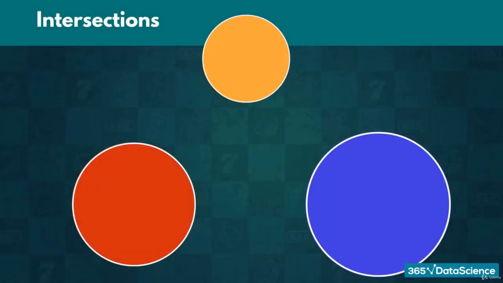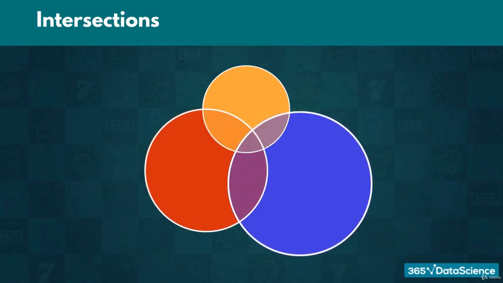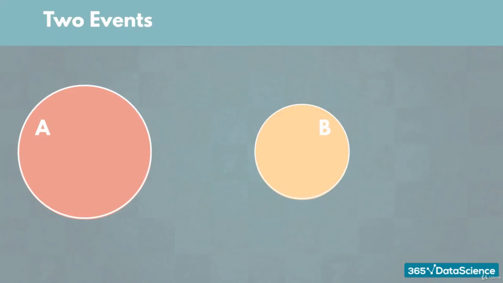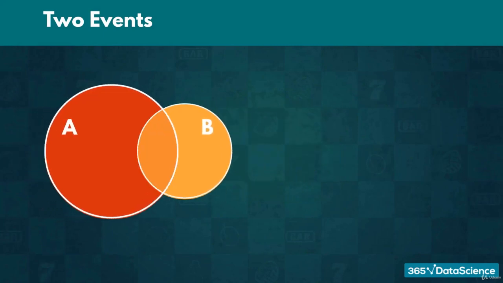Welcome back, everyone. So far, we have only briefly mentioned how different events can interact with one another. In this video, we are going to introduce you to the notion of intersections. Let's start with the intersection of two events. When we want both A and B to happen at the same time, we are talking about their intersection.